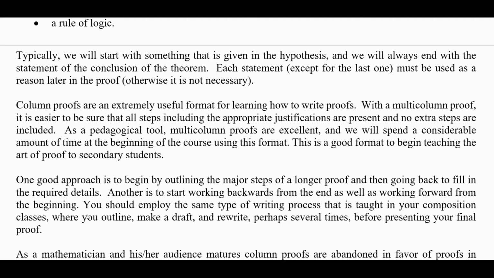Most theorems are in the form: if hypothesis, then conclusion. The hypothesis part is your first step, and the reason is that this is given in the hypothesis. The conclusion of the theorem that we're trying to prove is the last step. And each statement in the proof is used as a reason later in the proof, otherwise it's not really necessary. Actually, one of two things happens: either you used it later but didn't notate it, or you didn't really need it if you didn't actually use it later.